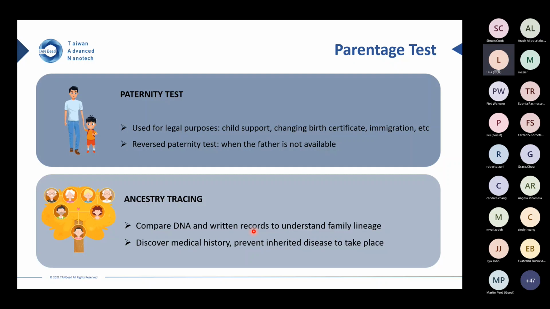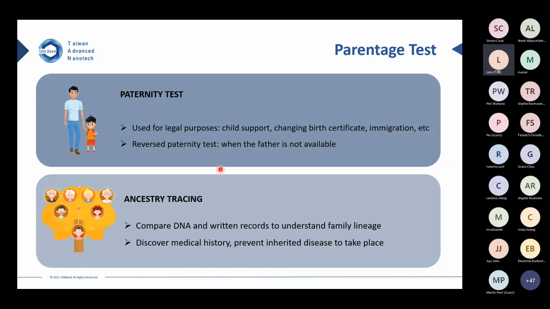Now, paternity test can be conducted when both the parent and the child are present, but it could also be conducted even when the father is not available. So, if the father had passed away or had been missing, then we could construct the DNA of the missing parent using the samples from his or her surviving family members. That way we will still be able to confirm the paternity.